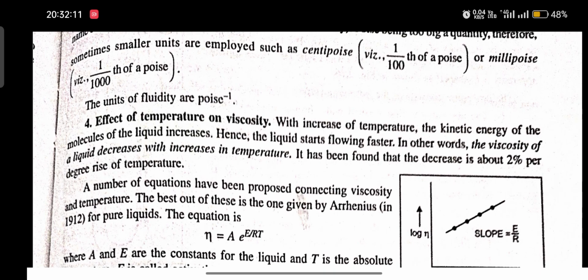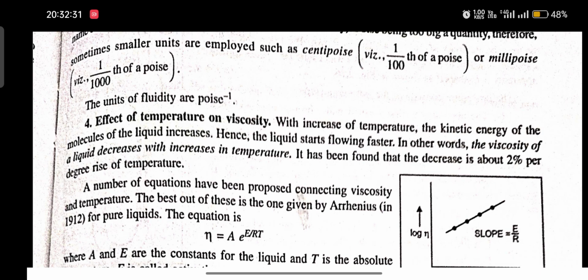For the effect of temperature on viscosity: with increase of temperature, the kinetic energy of the molecules of the liquid increases. Hence, the liquid starts flowing faster. In other words, the viscosity of a liquid decreases with increase in temperature. It has been found that the decrease is about 2% per degree rise of temperature.